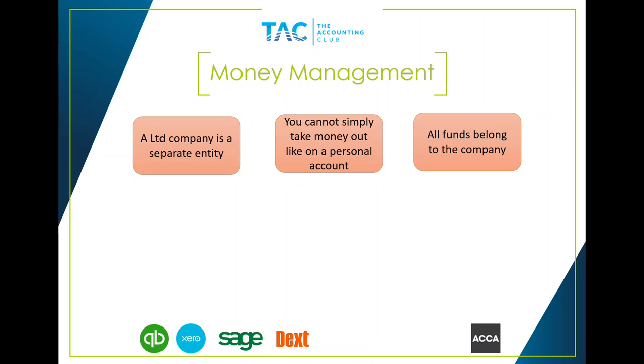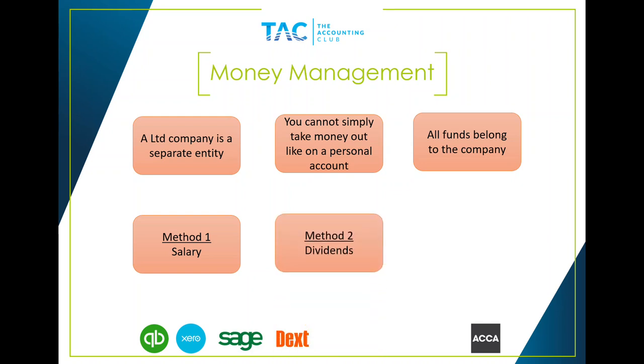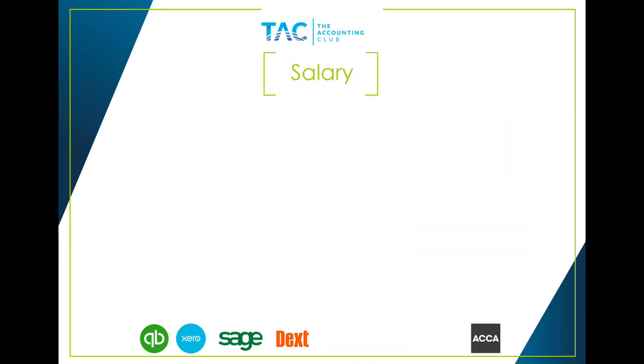So how then do you take money out from your limited company? Method one, via salary. This is where you pay yourself a salary. Number two, through dividends. Number three, through expenses. This is where you reimburse yourself expenses for things you have paid for on behalf of the business, or you pay for things directly using the business account, and that reduces your need for cash. So I'm just going to go into a bit more detail on each one.